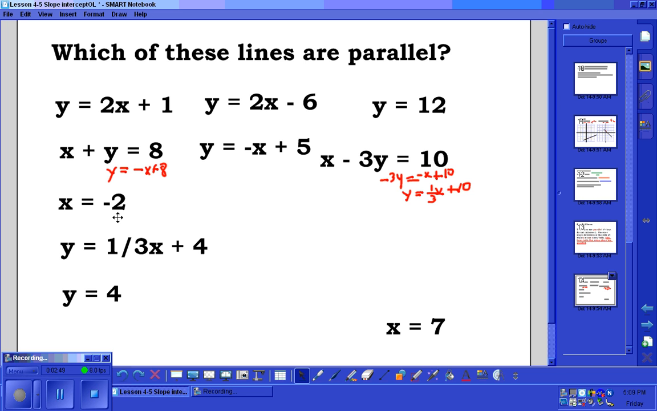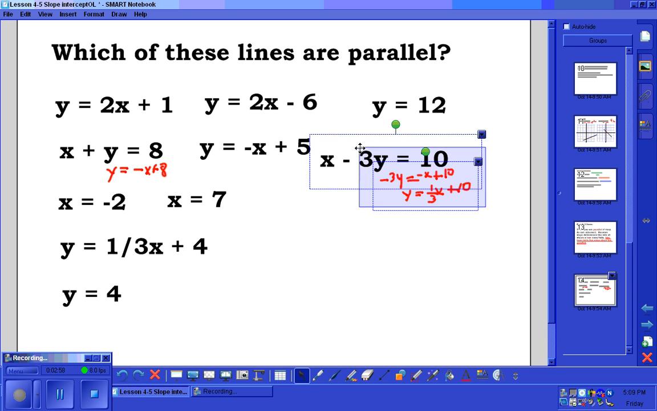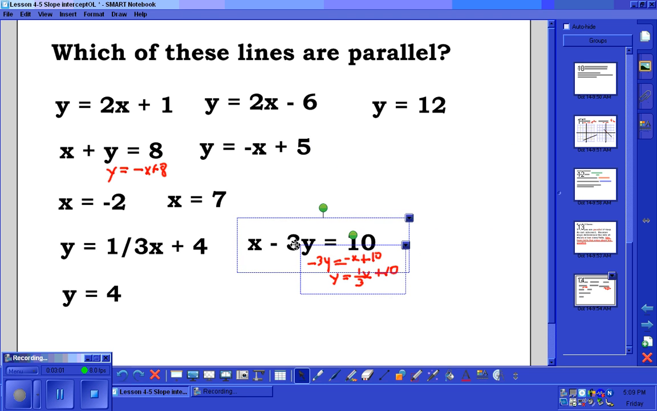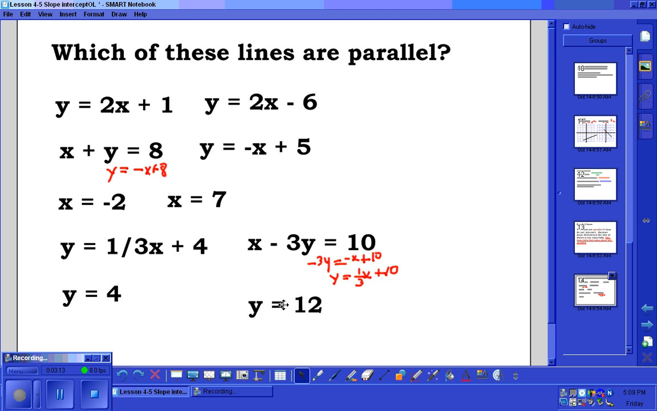Now the x equals, well, that's a vertical line. What would be parallel to a vertical line? Bingo, another vertical line. This one has a slope of 1/3, and as we determined right here, so does this line. It wasn't obvious from the first form, but by the time you get y by itself, it should be obvious. And then finally down here, well, what kind of line is that? That's a horizontal line. What would be parallel to a horizontal line? Yep, another horizontal line. So how do you determine if lines are parallel? You know they're parallel if they have the same slope.